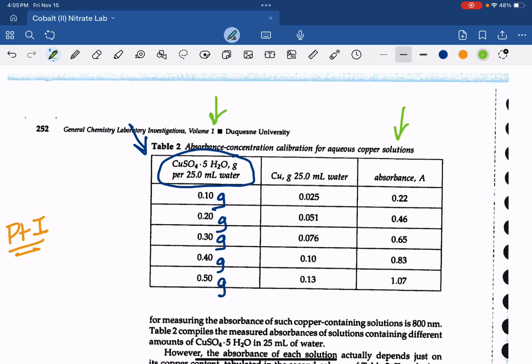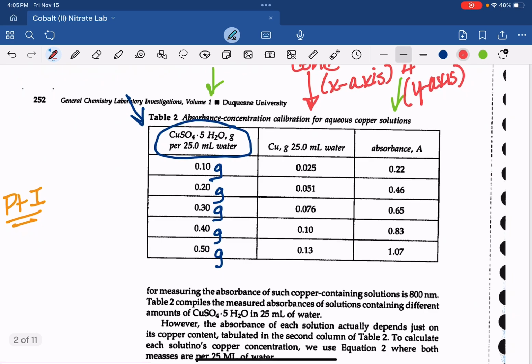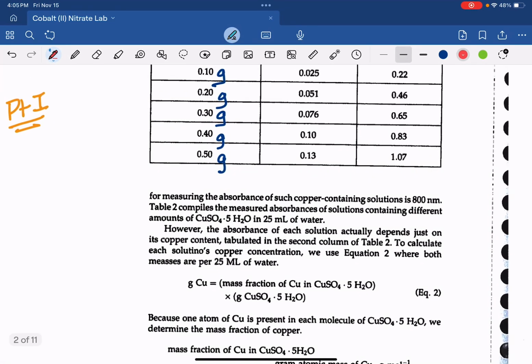Now, what you don't have and you need to find is this column right here. Why do you need that? Because that is going to give you your concentration values that you're going to plot along the x-axis. And then along the y-axis, this is your absorbance, that's going to be plotted along the y-axis when you make your graphs. Okay? So as you slide down with me, how do we get this information for this column?